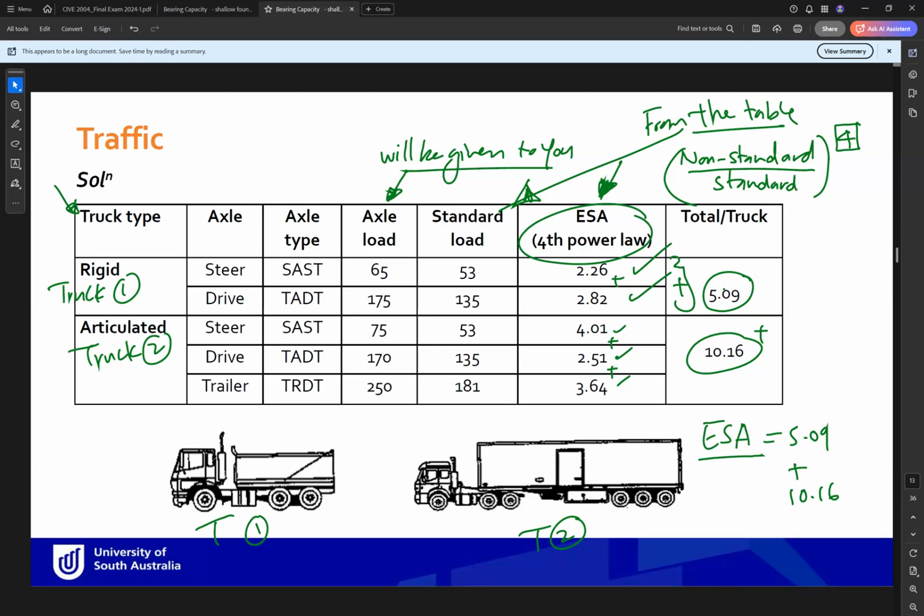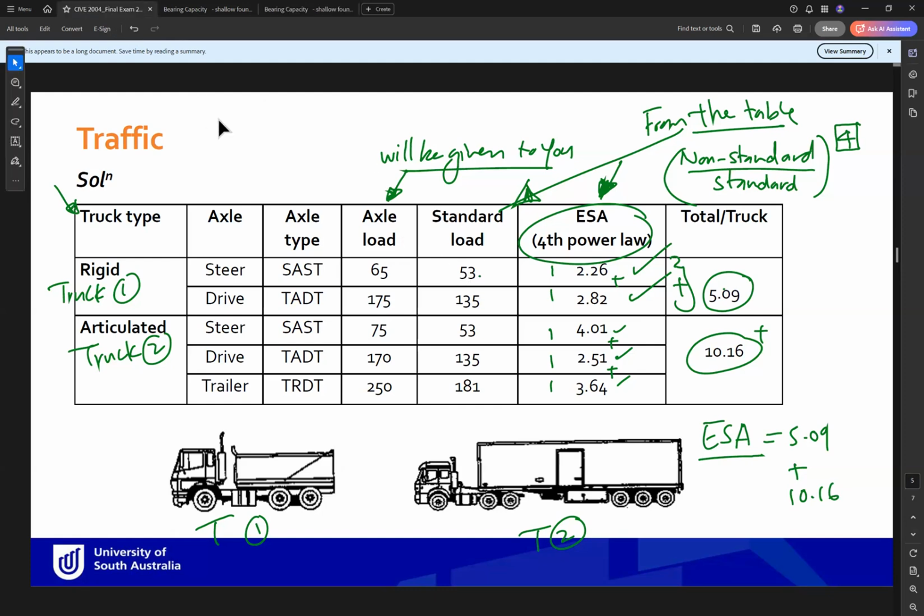If it is a standard, how much will this factor be? 1. So if the axle load equals the standard load, how much is this percentage? 1. 1 to the power 4 will be 1. In some tests, you will find sometimes it is given as similar to the standard load. But if it is not similar, you need to divide this by this to the power 4. Okay? So you understand how to do it now?